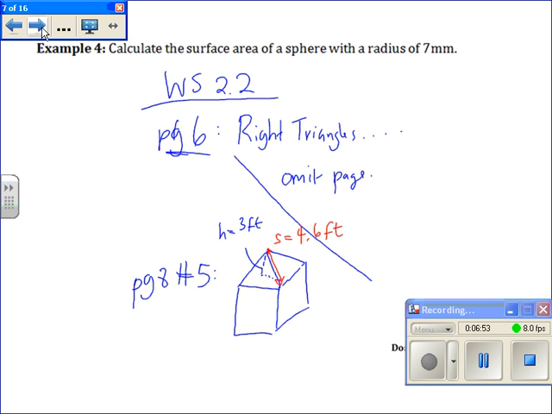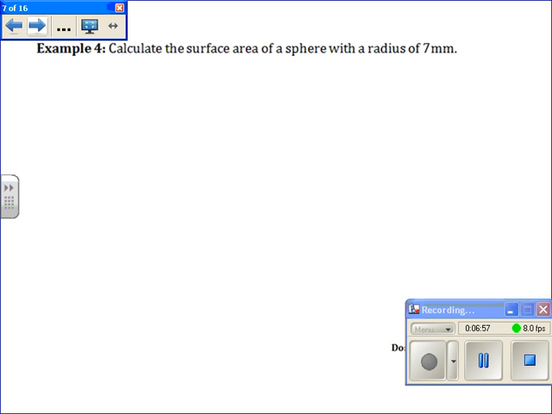So example number 4. Calculate the surface area of a sphere with a radius of 7 millimeters. Again, if you don't immediately recognize what a sphere is, by the way, a sphere is a ball. Think of a tennis ball or a basketball, anything spherical. Again, you could go to your data pages and look up a sphere on page 3 and draw yourself a little diagram. If I look at page 3, I see that a sphere looks like this.